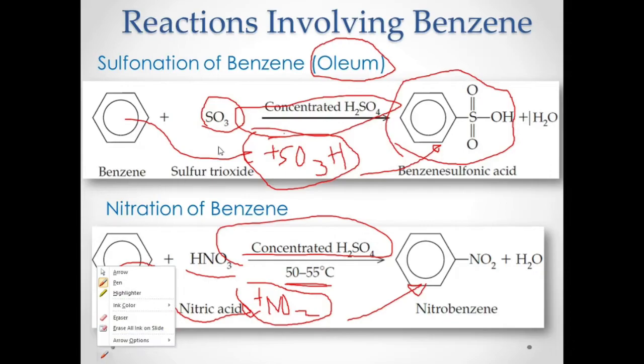And you have your sulfonation of benzene, which is actually an oleum. So an oleum reaction would proceed and form an SO3H electrophile, which in turn is attacked by your benzene to form a benzene sulfonic acid. And you have your nitration of benzene. You have your formation of a nitro electrophile, which will in turn be attacked by your benzene to form a nitrobenzene.